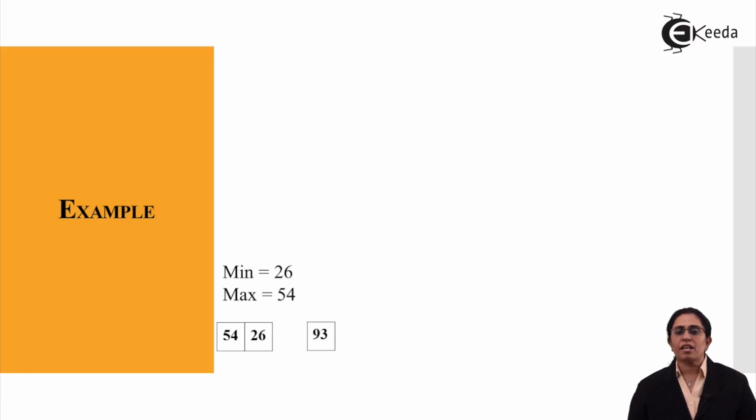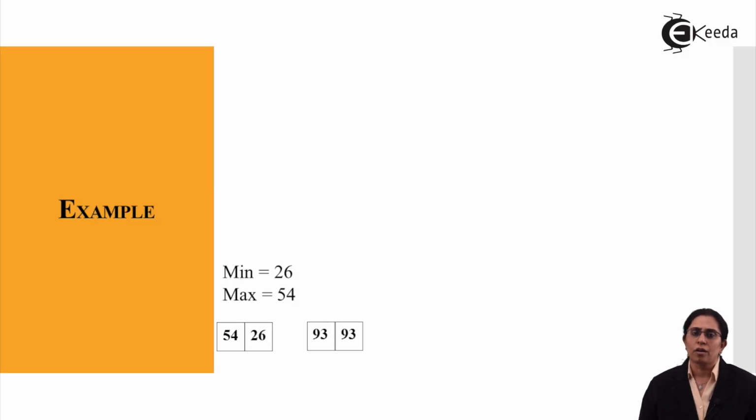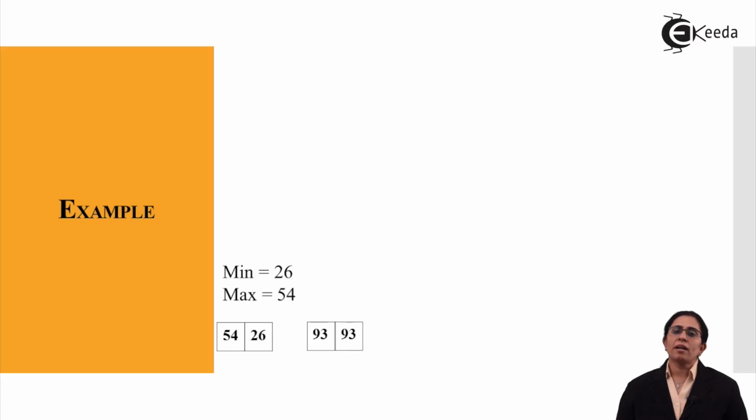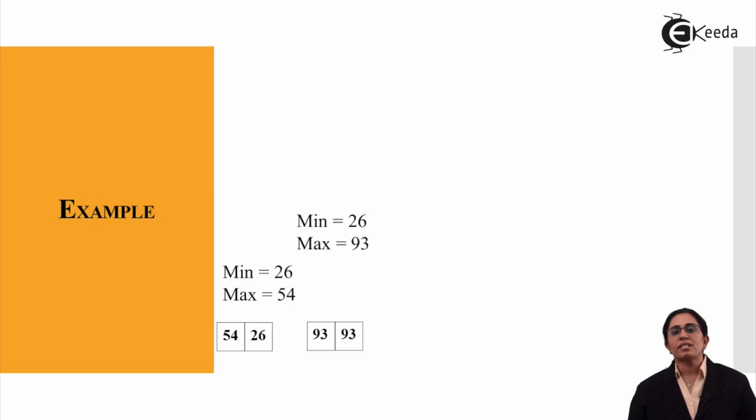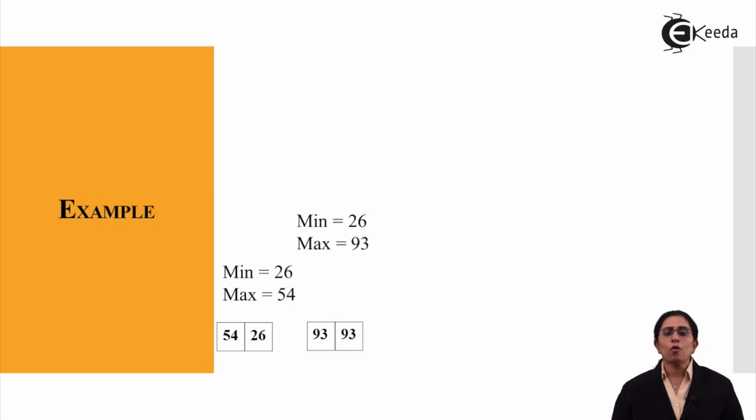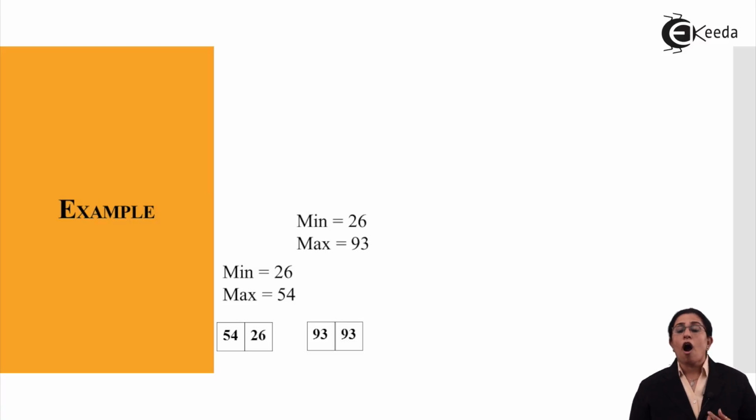I take now the next two elements as 93 is a single element, so we duplicate that particular element and we compare now. So what happens? Min and min 1 and max and max 1 will be compared. Min is equal to 26 after the comparison and my new max from 54 changes to 93. My old max was 54, now my new max is 93. So out of the three elements in the list, I have found out the minimum and maximum with two comparisons.